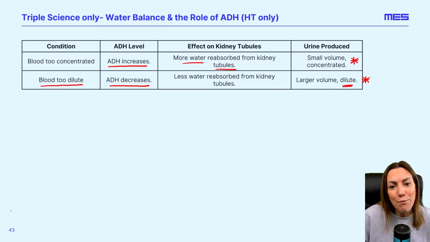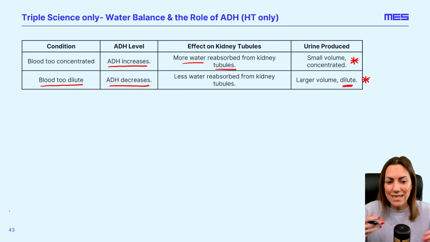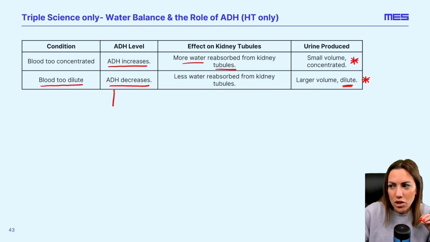Now, this is another example of negative feedback, isn't it? We're trying to maintain a stable internal water balance. So we can see that if the water levels in the blood go too high, it's detected, and we initiate a response to bring the water levels back down. But equally, if the water levels drop too low in the blood, that's detected and a response is initiated to bring the water levels back up. And this response is all controlled by the pituitary gland and the release of ADH to control how much water gets reabsorbed from your kidney tubules.